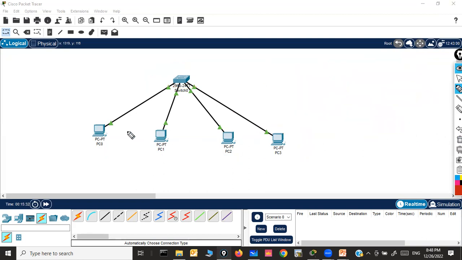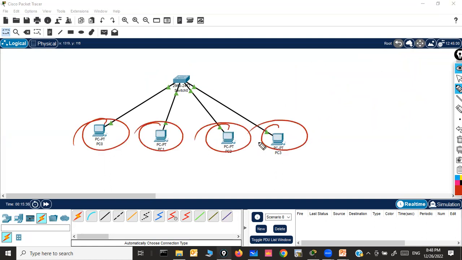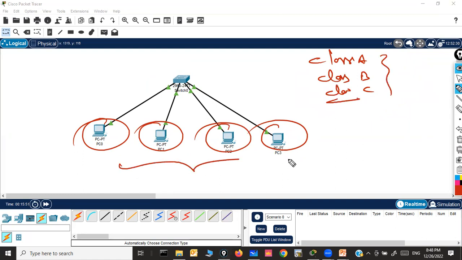Now, either you are doing static configuration or automatic configuration, they all need to have a logical address, an IP address, right? And today we'll understand, out of the 3 different classes, class A, B, and C, which class we should use in our internal network, whether we should go with class A, class B, or class C. That's another important point.